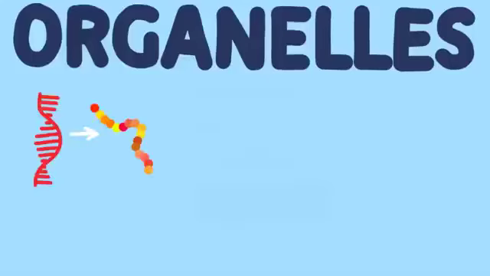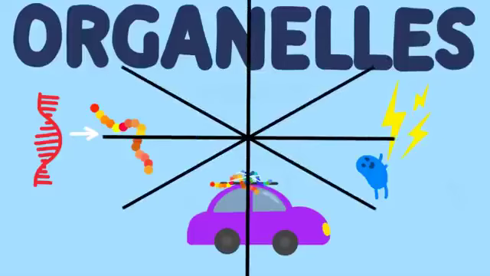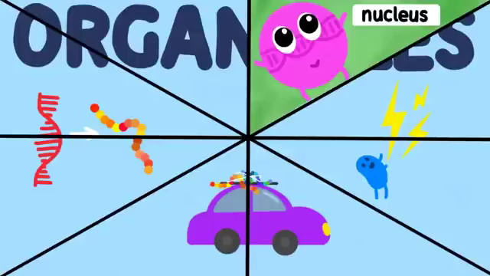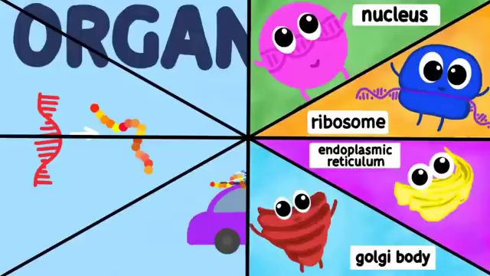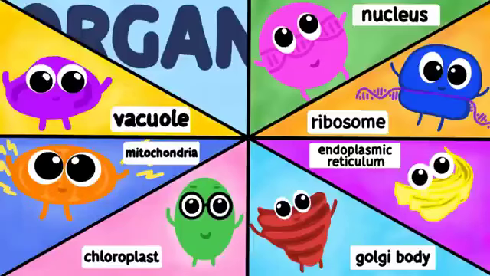They perform specific functions for a cell, such as creating proteins from RNA, or transporting those proteins to different locations around the cell, or even using those proteins to convert the food you eat into energy that can be used by the cell. There are 8 major organelles that you need to know about: the nucleus, ribosomes, the endoplasmic reticulum, the Golgi body, chloroplasts, mitochondria, vacuoles, and lysosomes.